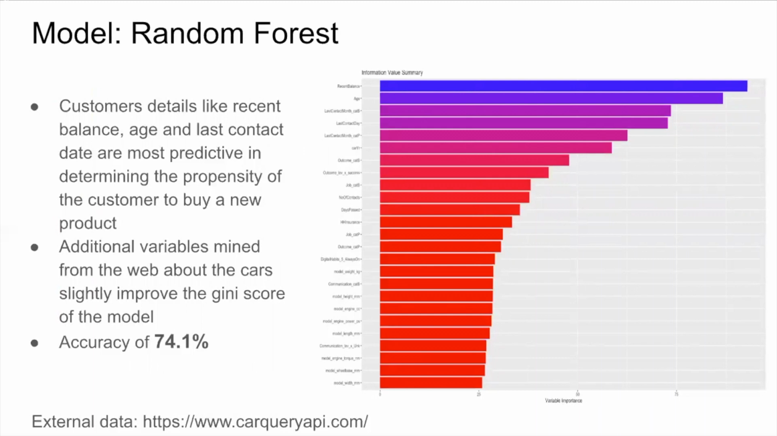We enriched the data using an external data set, which is from the Car Query API. This data set adds information about the vehicle that the customer has. Using this data set, we got a little bump in our Gini, improving our random forest model. The test accuracy of the random forest was 74.1%, and the out of bag accuracy was close to 80%.